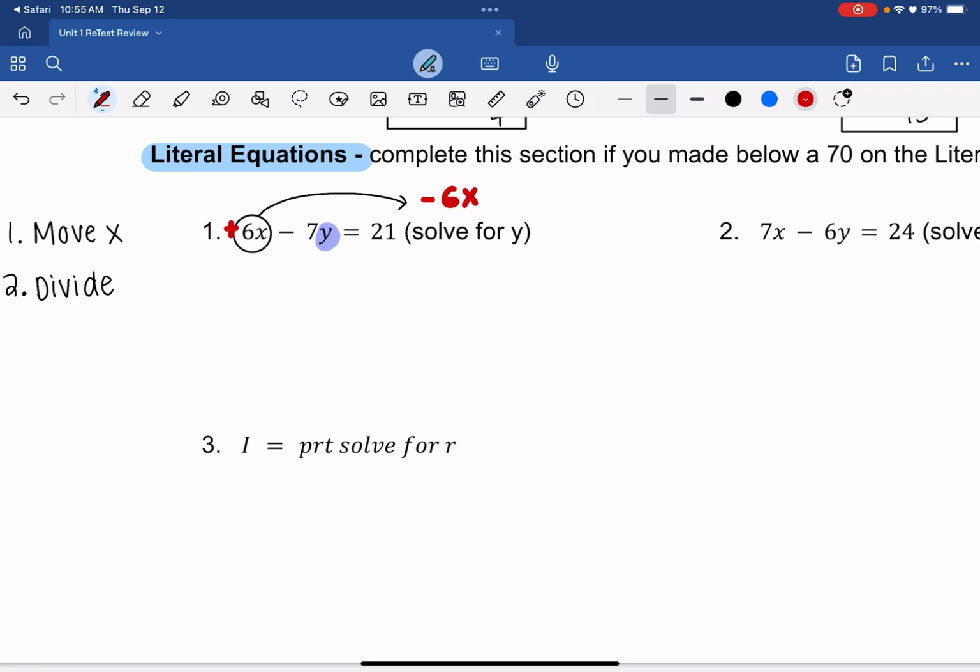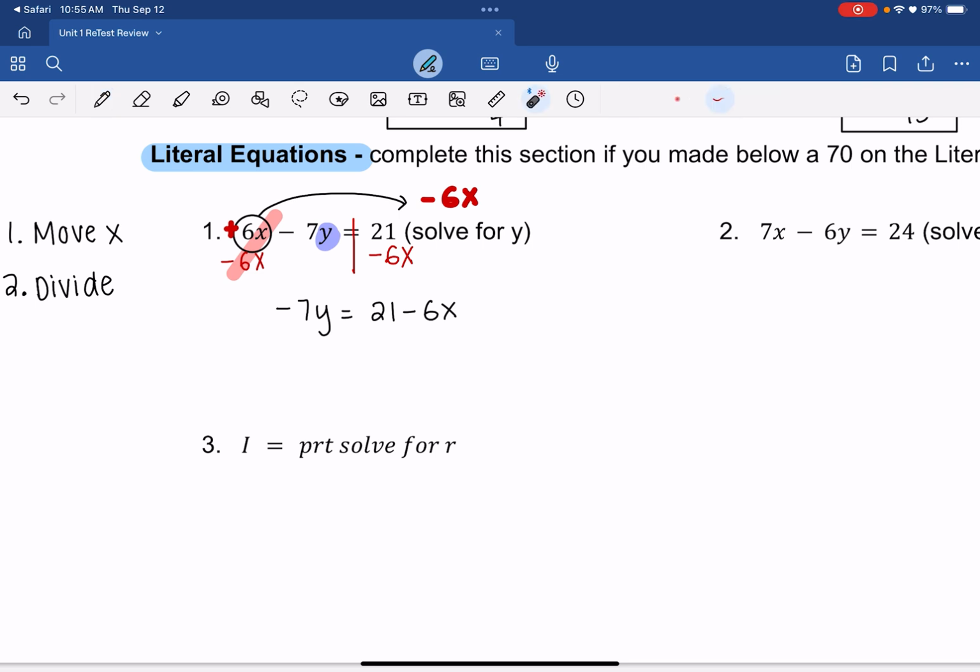Okay, because remember what I'm doing here, right? Like I want 0 X's on the left-hand side. I need to subtract 6X, but what I do on one side, I have to do to the other. So 6X minus 6X is 0. So I'm moving X to the other side. So what I have left is negative 7Y equals 21 minus 6X.